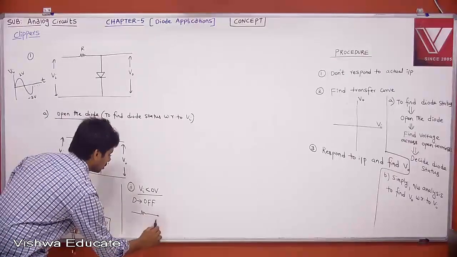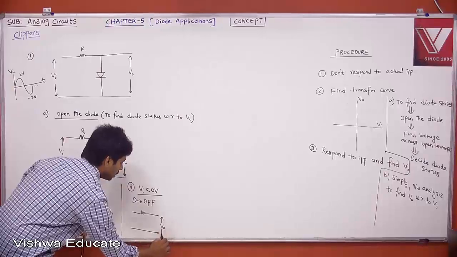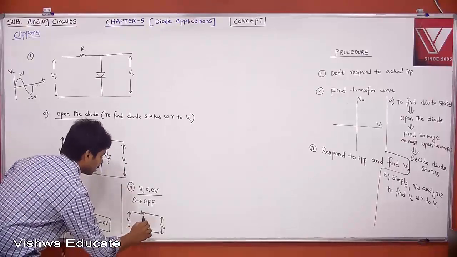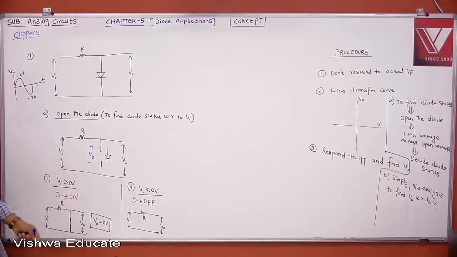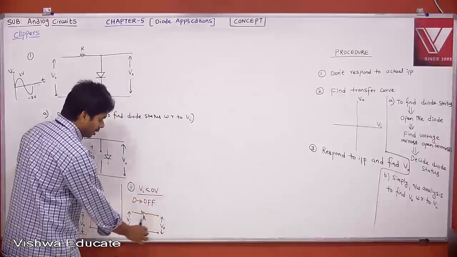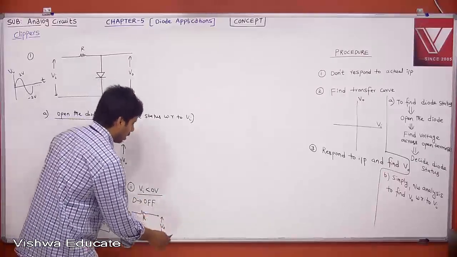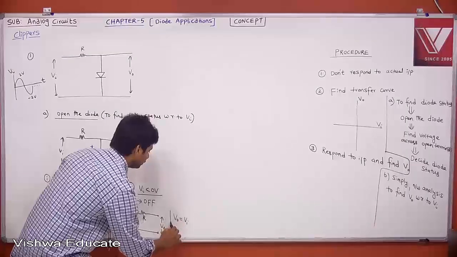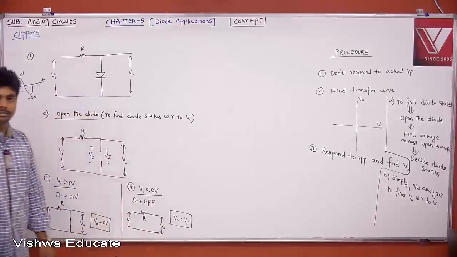When the diode is off, what is your circuit? You can take it out, then this is your V0 and this is your Vi, this is your R, right? There is no diode, it is open. Then what is your V0? Whatever you have, the same thing is coming, it's like an open terminal. There is no closed loop, so there is no current. Whatever Vi you have, the same thing you will get. Therefore your V0 is equal to Vi, as it is. Your V0 is tracking your Vi.